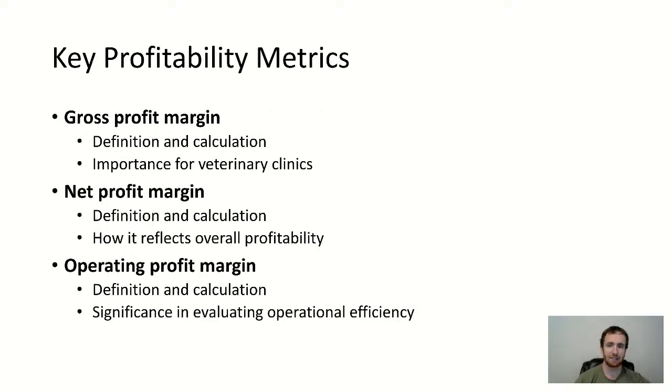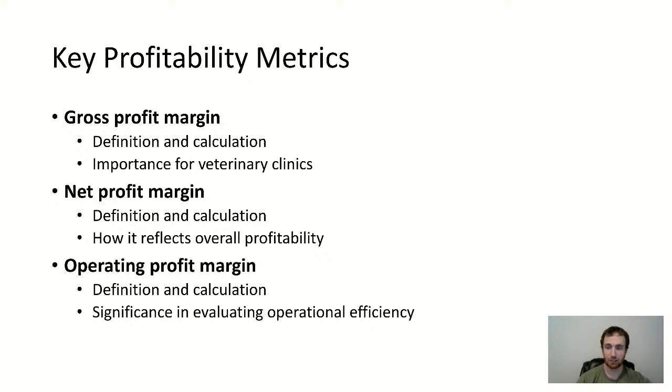The key profitability metrics. There's a lot here, so let's understand the main ones. The gross profit margin measures the difference between revenue and the cost of goods sold. It will give you insight into how well you're managing your direct cost of service. To calculate it, pretty simple. You're going to take your cost of goods sold and subtract that from the total revenue generated, and then divide by the total revenue. If you have $1,000 in sales and your cost of goods sold is $200, we're going to take 1,000 minus 200, divide by 1,000, 80%.